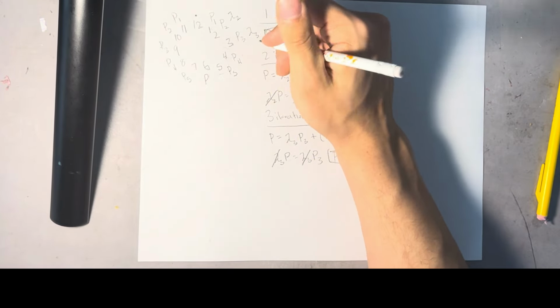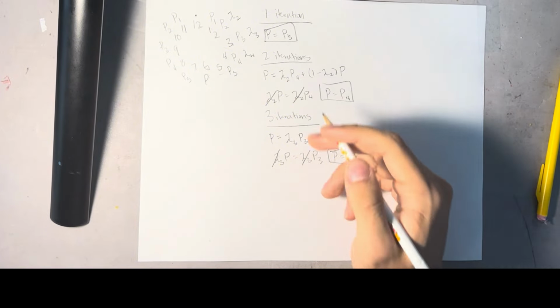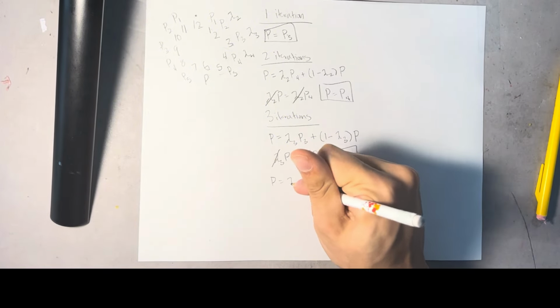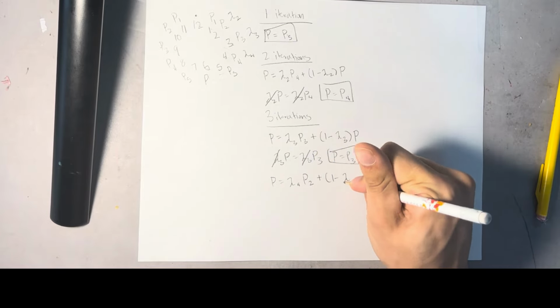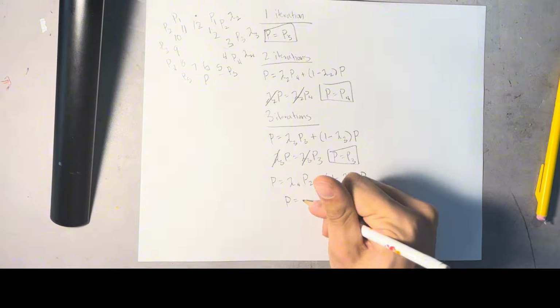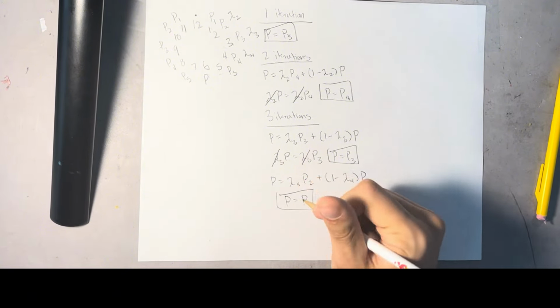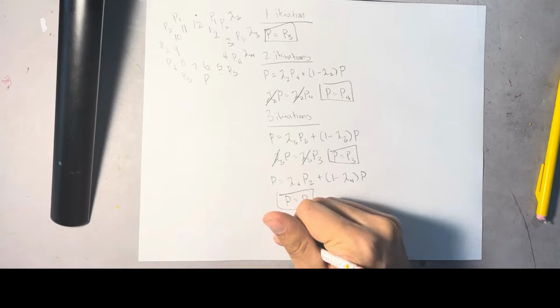So you could see the pattern. We could do the same thing for p4, or lambda 4. p equals lambda 4 times p2 plus 1 minus lambda 4 times p, which implies that p equals p2. And then for 5, we get p equals p1.